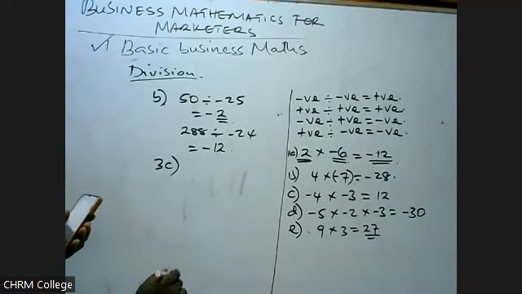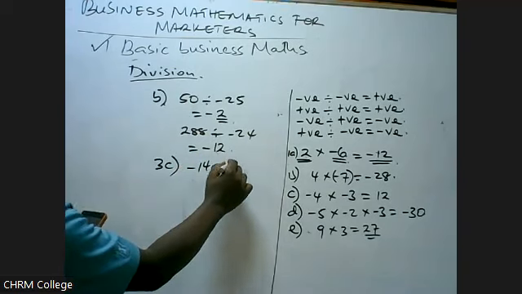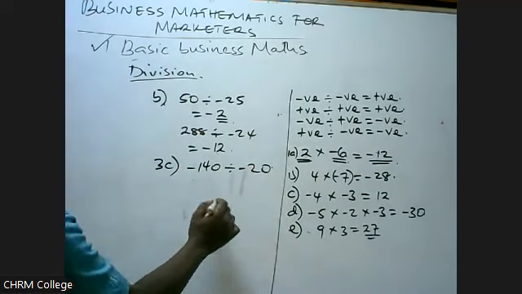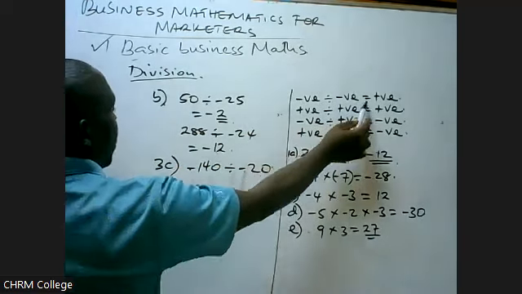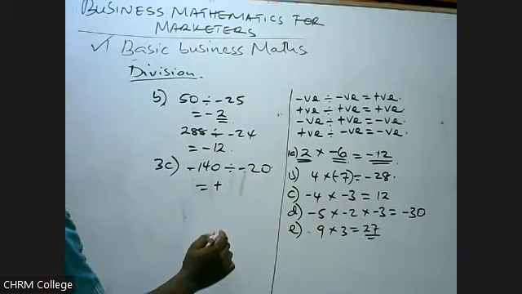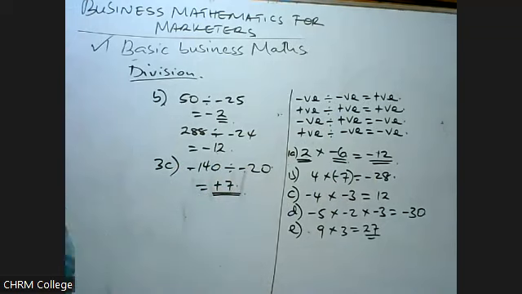Negative 140 divided by negative 20. This is a negative dividing a negative. A negative divided by a negative, the solution will be positive. We find that this one will be positive 7. That is on the division of integers. You just note the signs of the integers that are being divided.